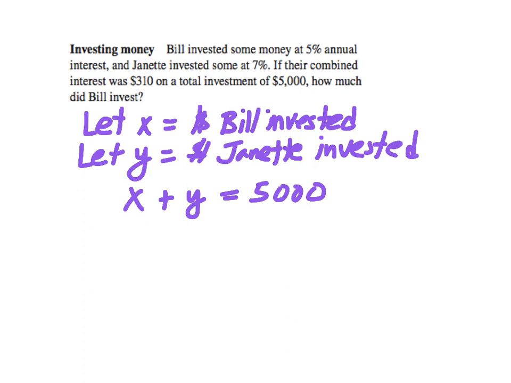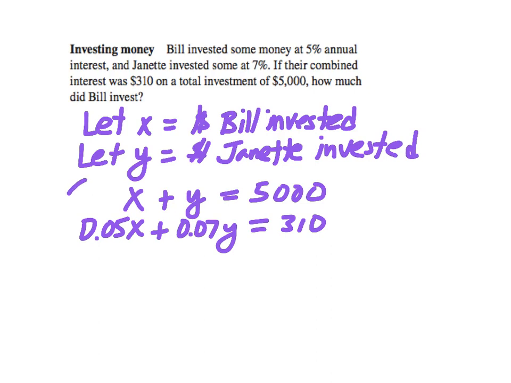And then what we also know is the amount of interest that was earned. So if we say 5% on the amount that Bill invested plus 7% on the amount of money that Jeanette invested equaled $310. So there's our system. Again, this shapes up pretty well to use substitution.